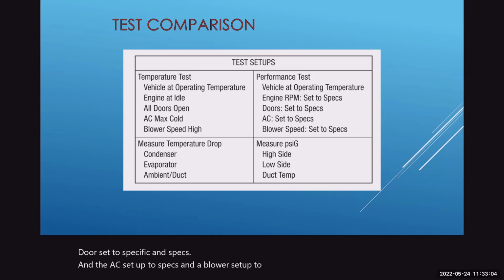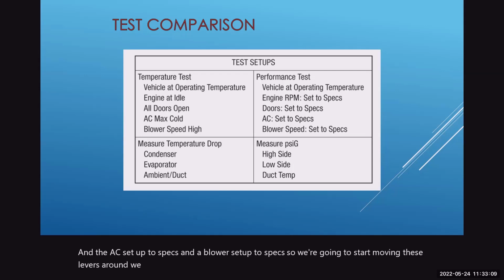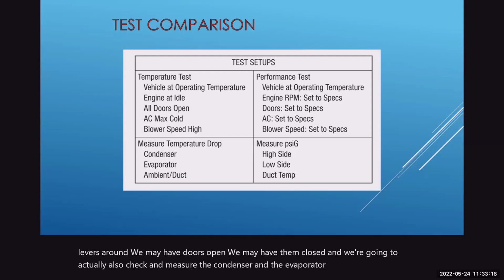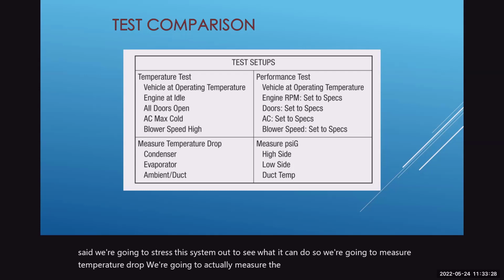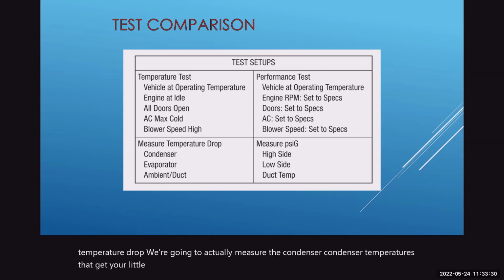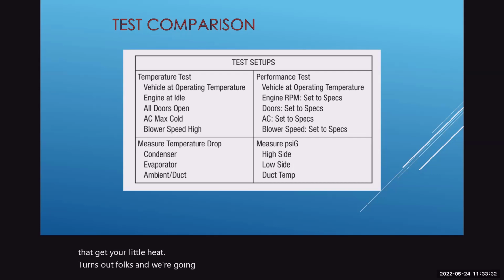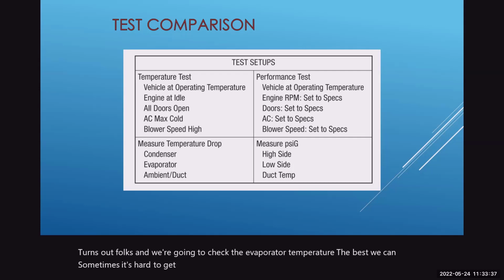So we're going to start moving these levers around. We may have doors open, we may have them closed, and we're going to also check and measure the condenser and the evaporator. Like I said, we're going to stress this system out to see what it can do. So we're going to measure temperature drop. We're going to measure the condenser temperatures. Get your little heat guns out, folks. And then we're going to check the evaporator temperature as best we can. Sometimes they're hard to get to.